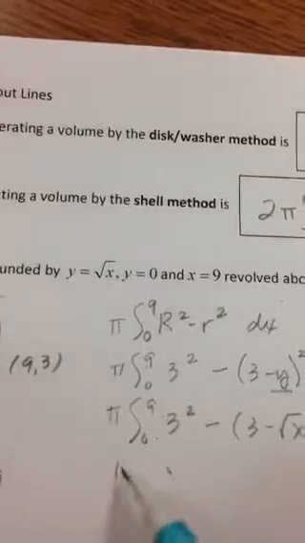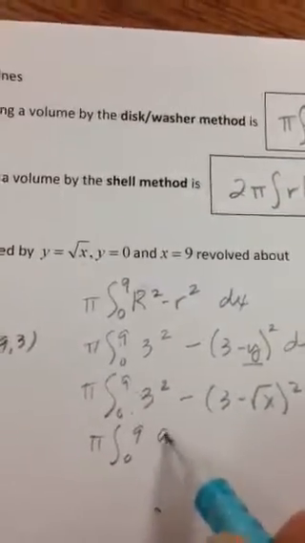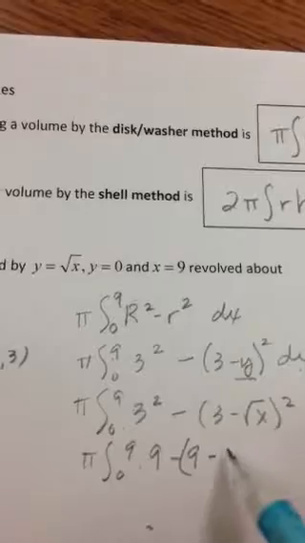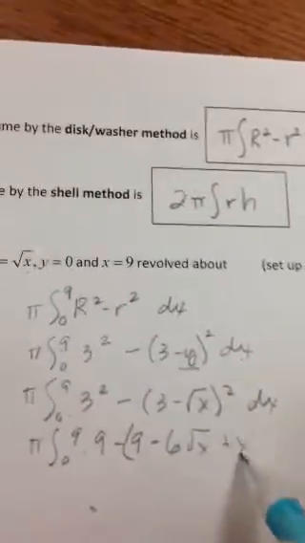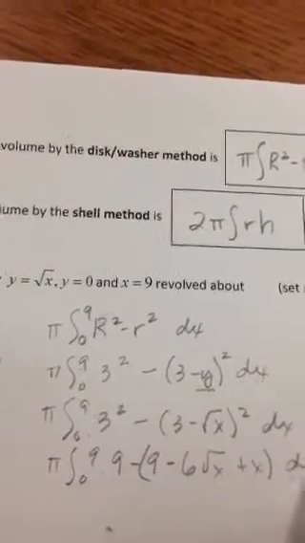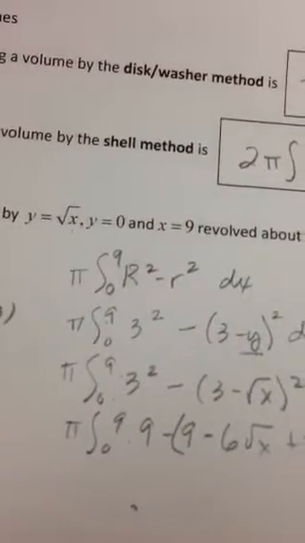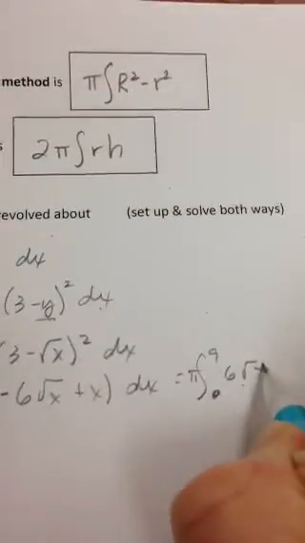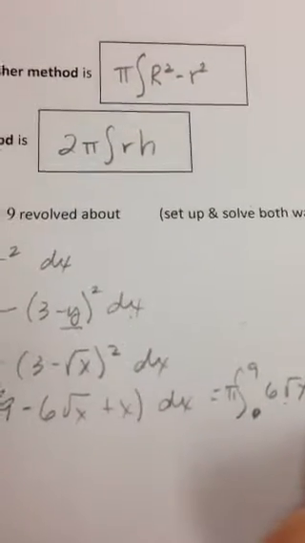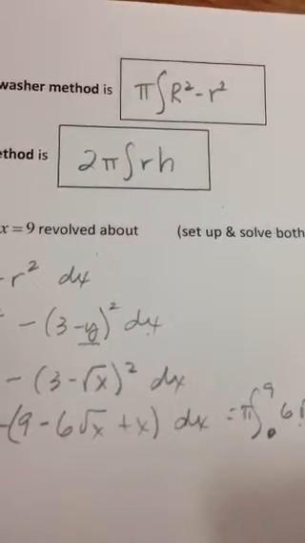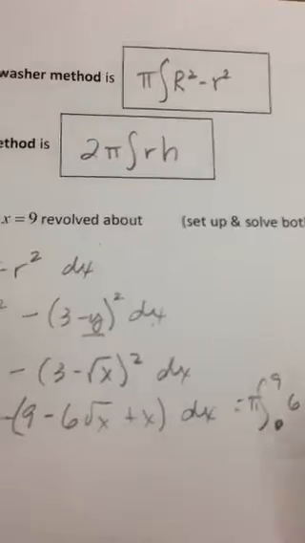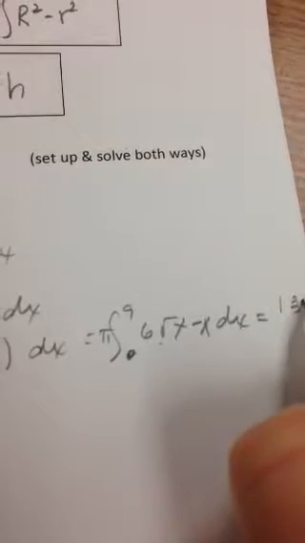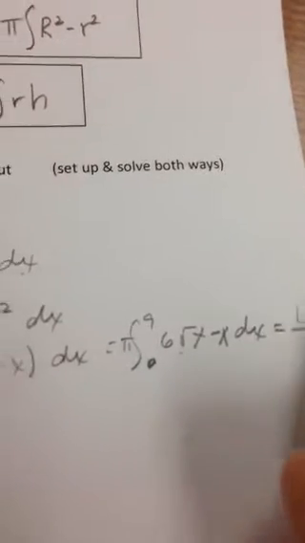And when I expand this, I have 9 minus 9 minus 6 root x plus x, dx. Doing a little bit of simplification here with the integrand, I find that I have 6 root x minus x dx, and when I'm all finished, this is 135 pi over 2.